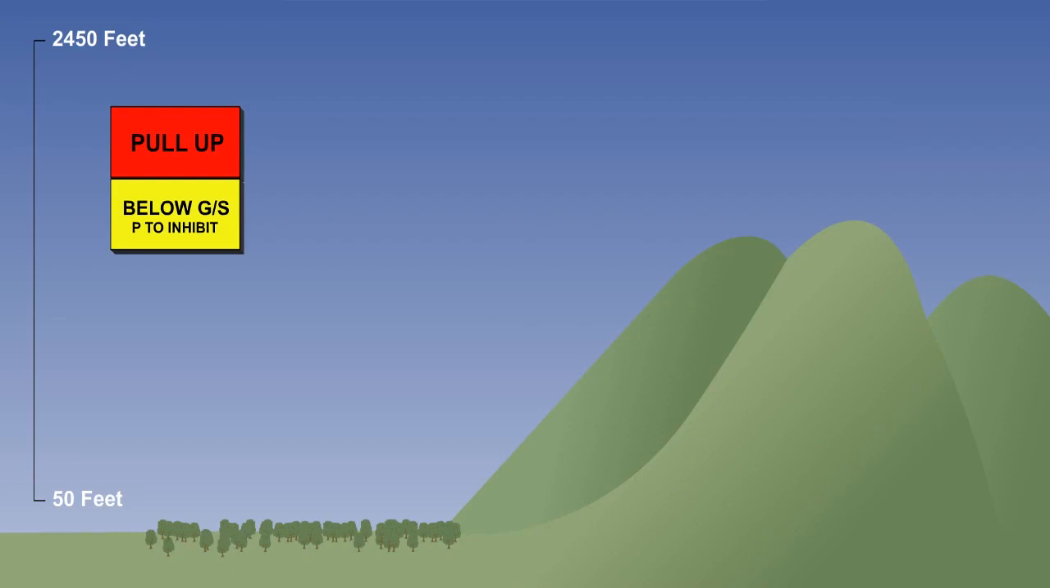GPWS has a height operating band of between 50 and 2,450 feet actual height above the surface, and automatically selects the correct mode of operation. The crew are informed by means of visual and audible warning signals when the aircraft's proximity to terrain poses a threat.